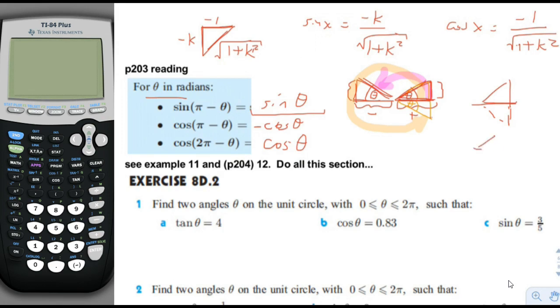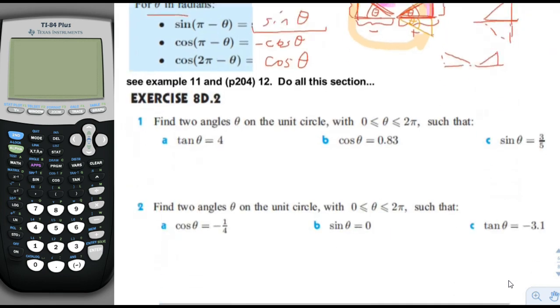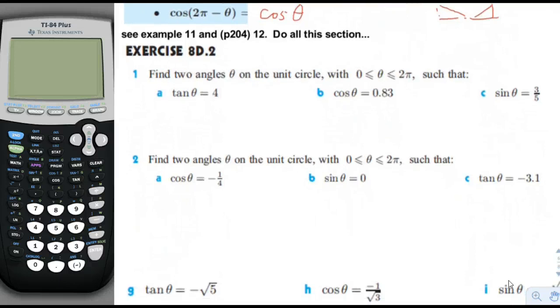If you have a triangle that's reflected over the y-axis, that's the same sine. Okay? All right, find two angles theta on the unit circle between 0 and 180 degrees such that tangent of theta equals 4. So that would mean the opposite is 4 and the adjacent is 1. So that would kind of look like this, right? 4 and 1.